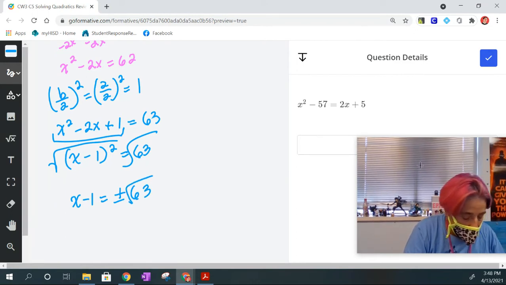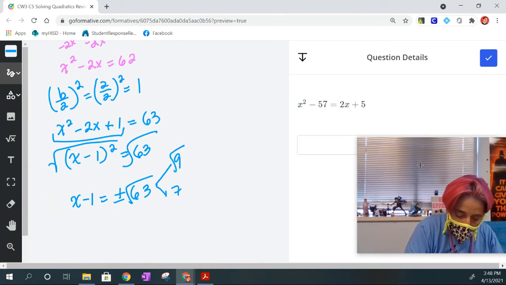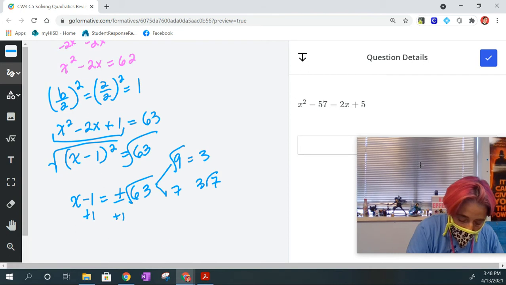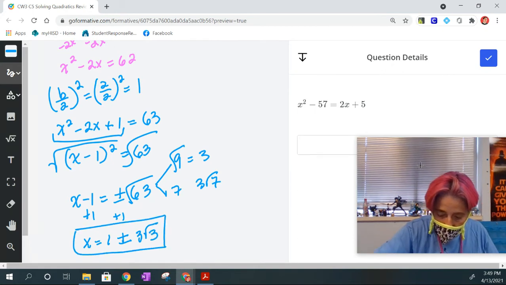Now, 63 is not a perfect square. Let's see if there's a perfect square that goes into 63. 63 divided by 3 is 21, divided by 3 is 7... so 9. Yes, 9 and 7. So the square root of 9 is 3. So this is going to be 3 square root of 7. I'm going to add 1 to both sides. This becomes x is equal to 1 plus or minus 3 square root of 7. That is your answer.